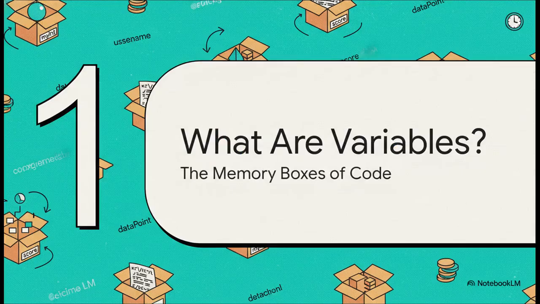So what is a variable? The easiest way to think about it is like a labeled box, a little memory box for your code. You can put information in the box, you can look at what's inside, and you can swap it out for something else later. And because it has a name, you always know exactly which box you're dealing with.